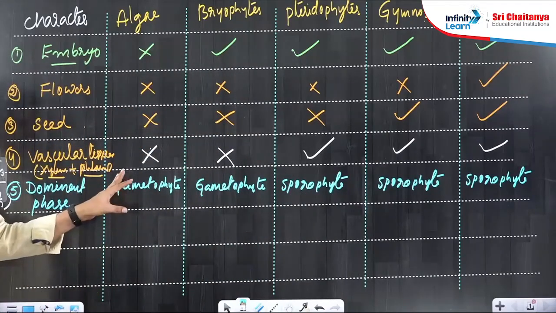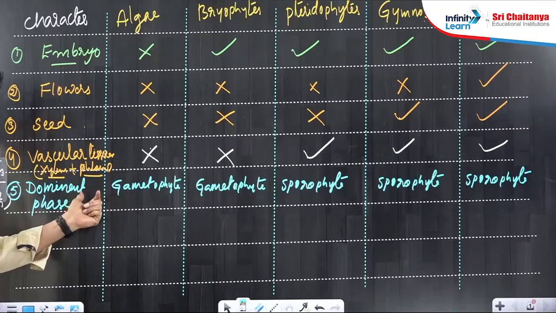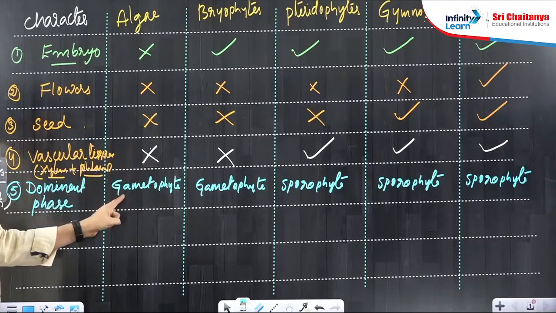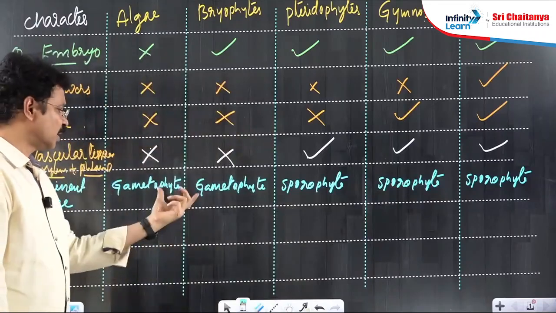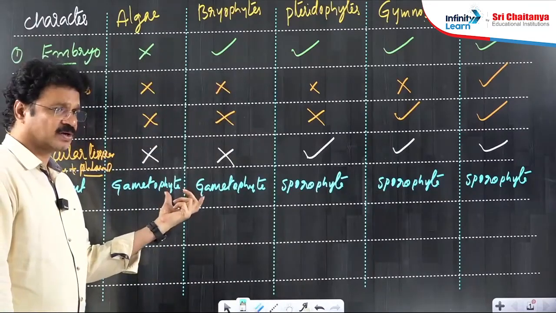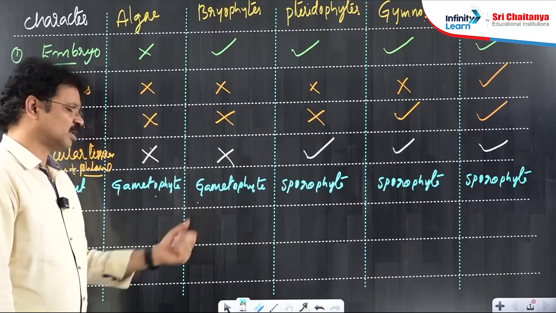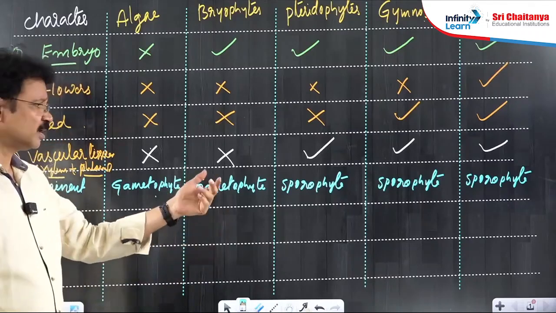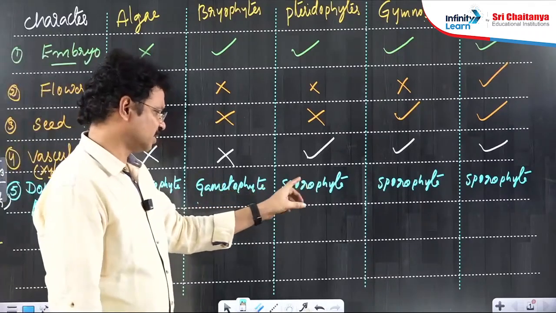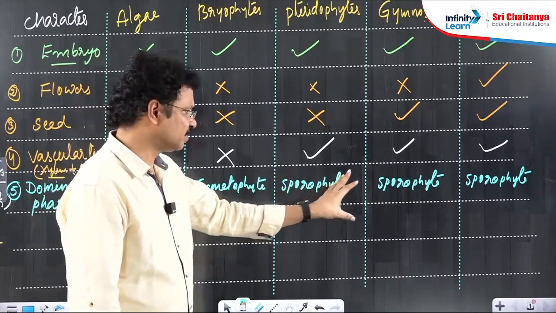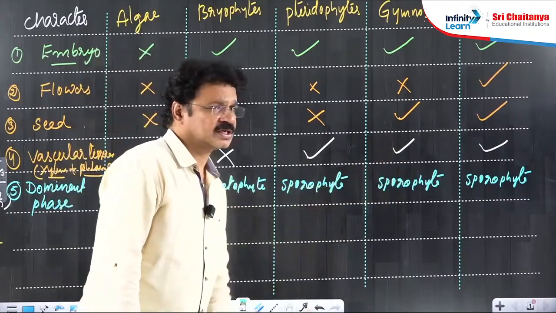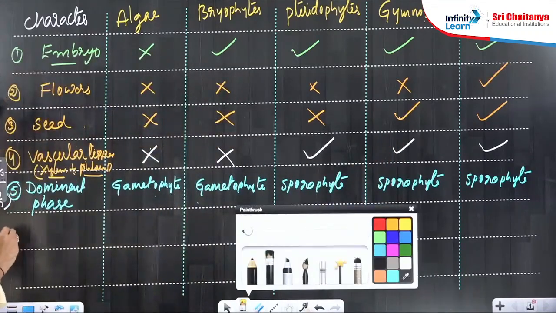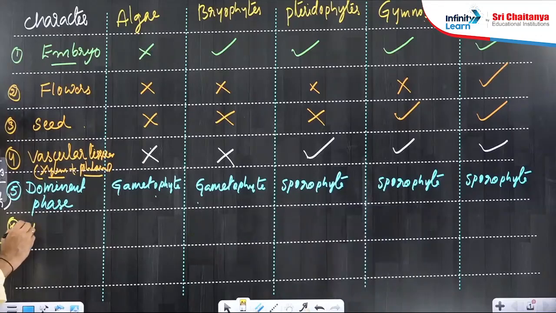Identify here. Evolution proceeds from independent gametophytes to independent sporophytes. At the beginning of the plant kingdom evolution, gametophytes are dominant. Gradually, such gametophytic nature became dependent, and the sporophyte became independent and dominant. One more comparison: the independent and photosynthetic phase.